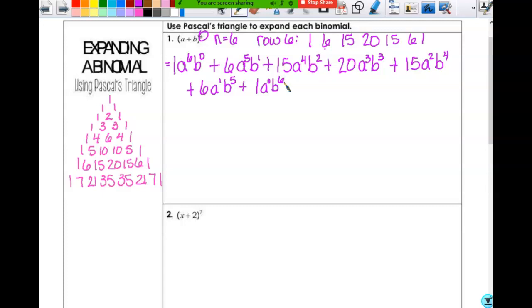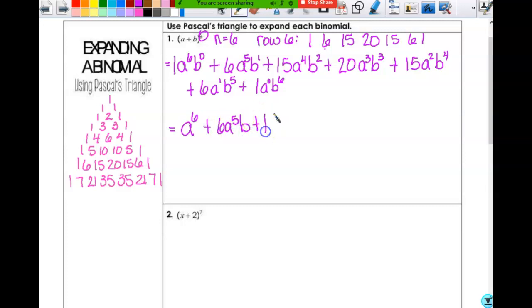Any questions about where anything came from? We all good in substituting it in? Then we just need to clean it up a little bit. We're not going to actually leave 1 as a coefficient, and b to the 0 power is 1. The first term is really just a to the 6th. Plus, then this will be 6a to the 5th times b.